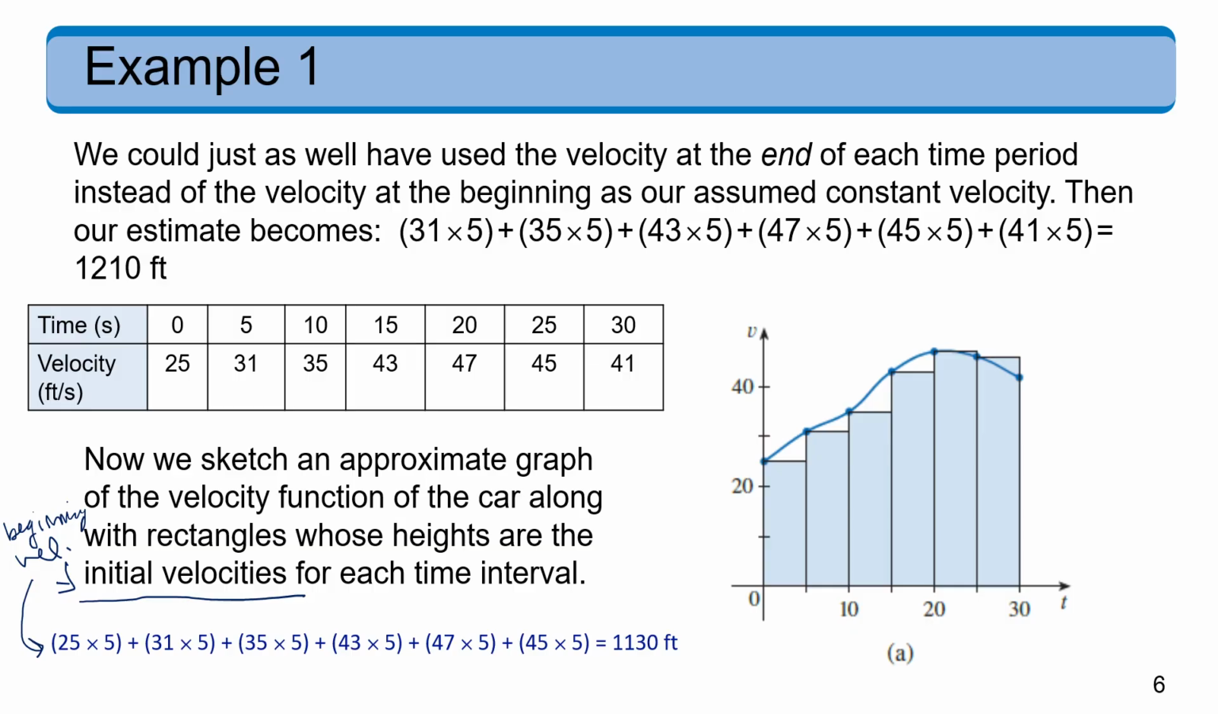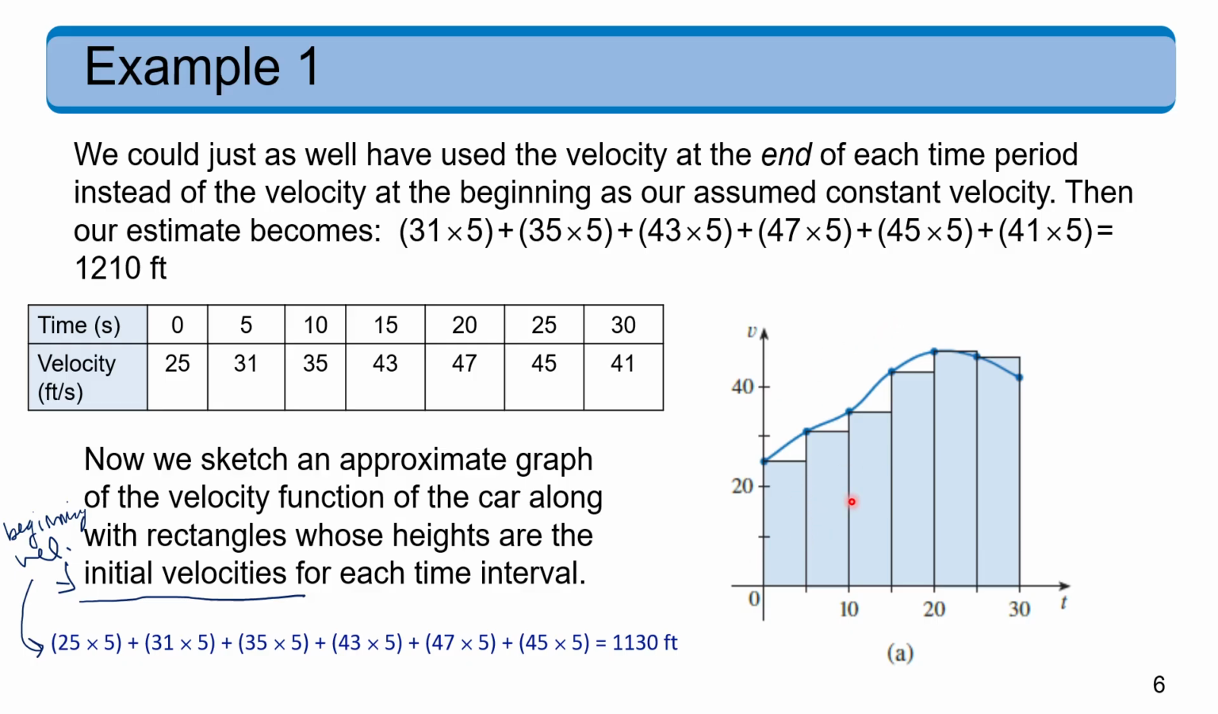So if you look at the graph to the right, the first thing we did was we plotted the data in this table. So we have a time axis and a velocity axis. At time 0, the velocity is 25, so we plot the point 0, 25. And then we plot the point 5, 31, and continue plotting all the data. Then we just connect those points with a curve. So the blue curve represents the velocity function.